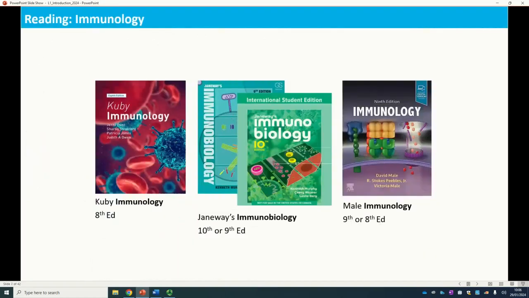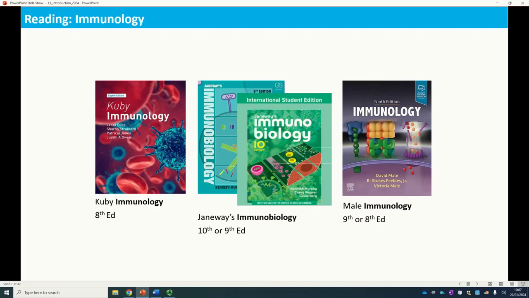And then in terms of reading, I put these books up here. So Kuby Immunology and Janeway Immunology are the sort of core texts that are associated with the immunology side of this course. I have also put on here Male Immunology. It was also known as Roitt, Brostoff and Male, so that's kind of like a good introduction into the topic. But really, Kuby and Janeway Immunobiology are the core texts, and you can use either one of these.